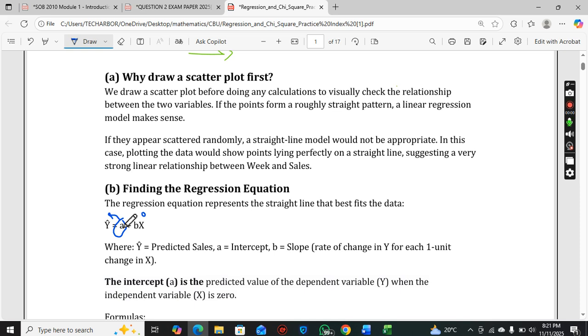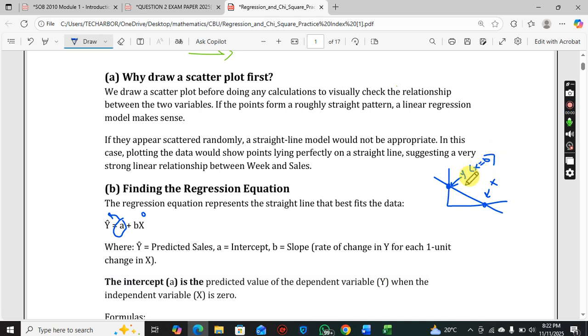But mathematically, the intercept is where the line cuts an axis. If you say the x-intercept, it cuts the x-axis. If you say the y-intercept, it cuts the y-axis. As you can see in this diagram here, this is a y-intercept, it cuts the y-axis. Here, this is the x-intercept, it cuts the x-axis. So this y-intercept is when x is 0.